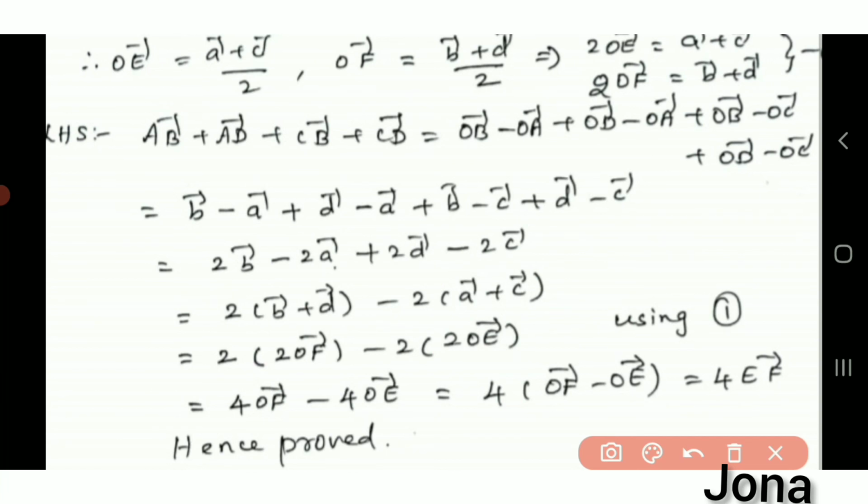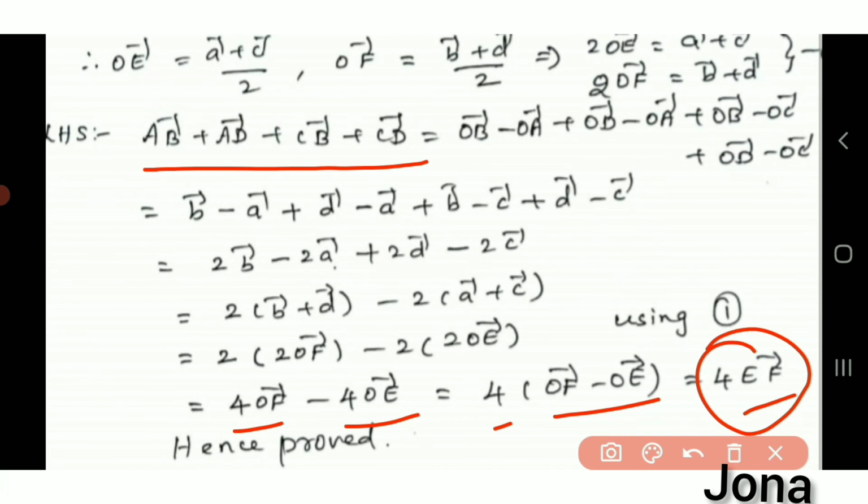So we can write this as 4OF minus 4OE. Take 4 as common, so that it will be OF vector minus OE vector. So this can be written as EF vector. Therefore, we proved AB vector plus AD vector plus CB vector plus CD vector equal to 4EF vector.